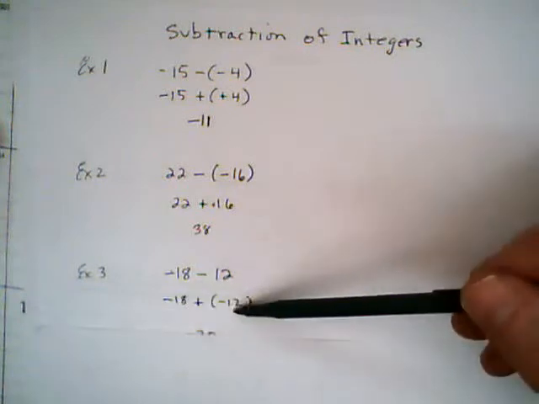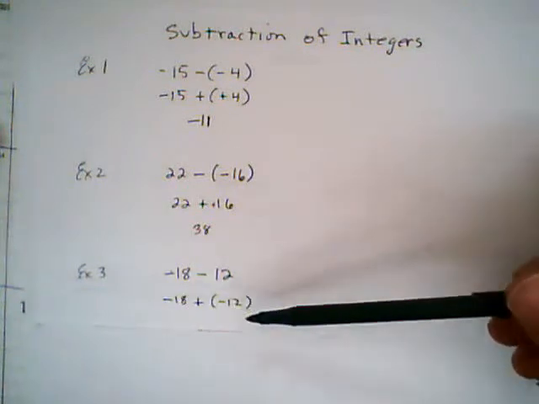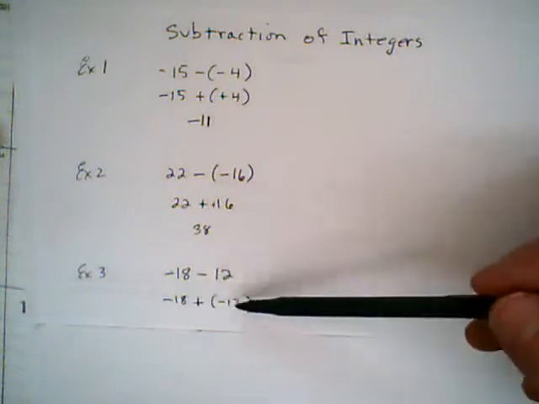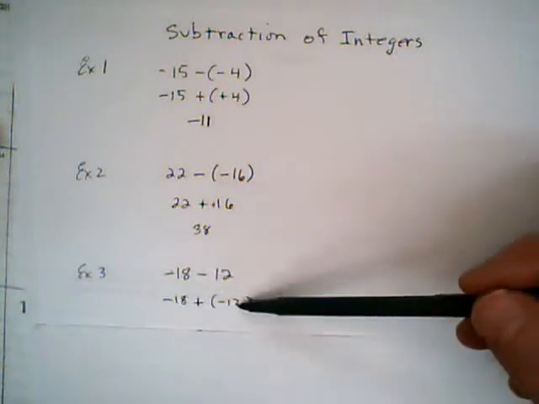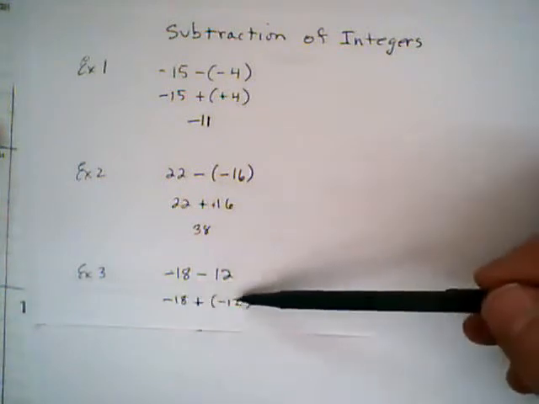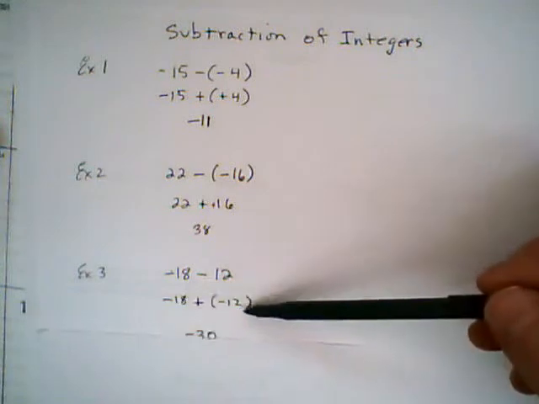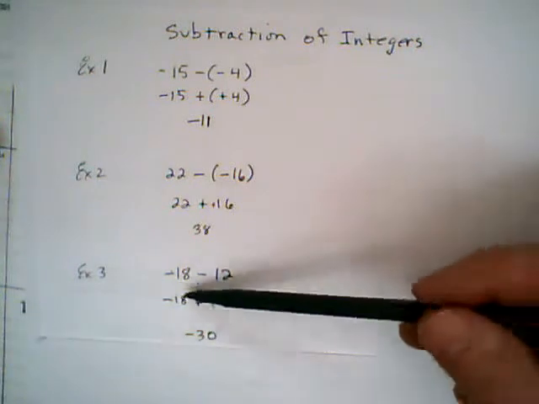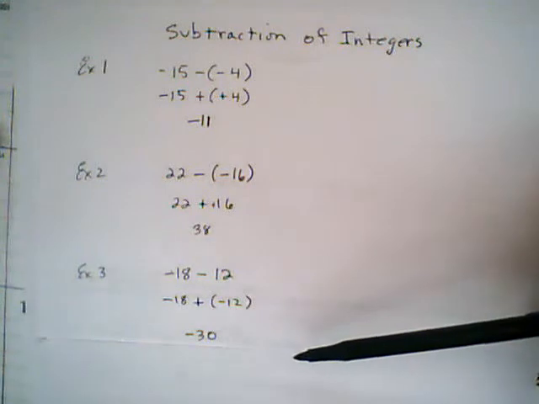Now I have two negatives being added together, and we remember from our rules for addition that when the signs are the same, we simply add the values of the numbers, the absolute values. 18 and 12 is 30, and we keep the common sign, which is a negative, so it's a negative 30.